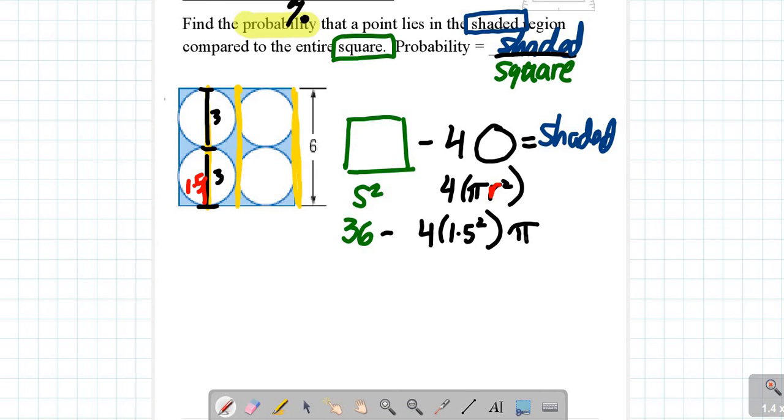Go ahead and get out your calculators. Start by squaring 1.5 times 4 times pi. Alrighty, guys, you should have gotten 28 point something. What do you got? 28.27? That sounds about right. Now, subtract that to get your shaded region.